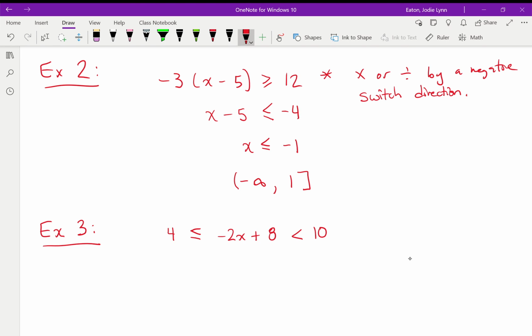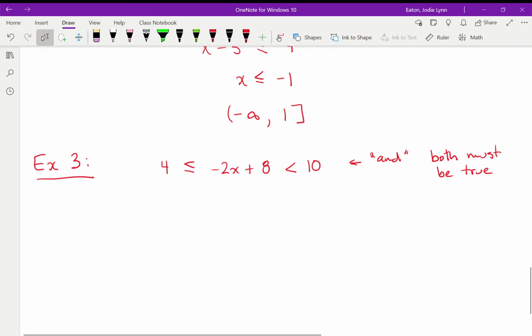Okay, so whenever you see both of this, this is an and, a mathematical and statement, which means that both need to be true. Whenever you have something that's scrunched between two inequalities, you're looking for things that satisfy both inequalities. So what we can do is solve each inequality separately and then look for where those sets of numbers intersect. So we're looking for the intersection of two sets.